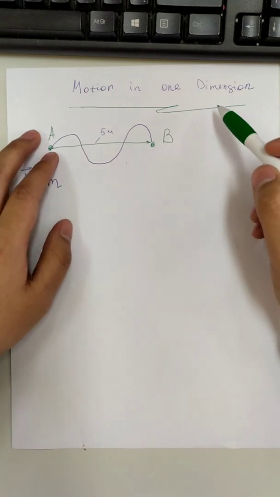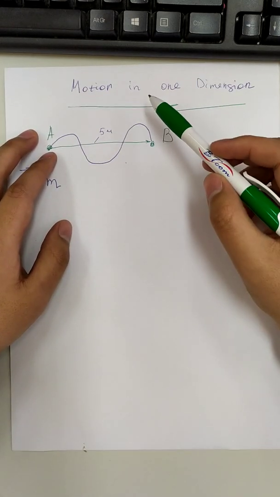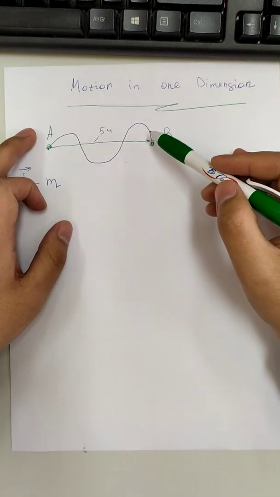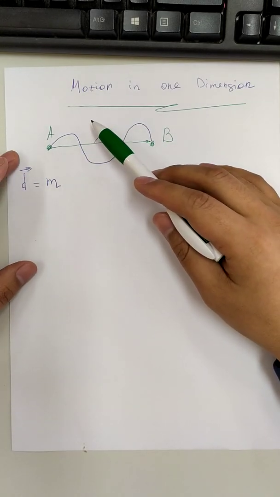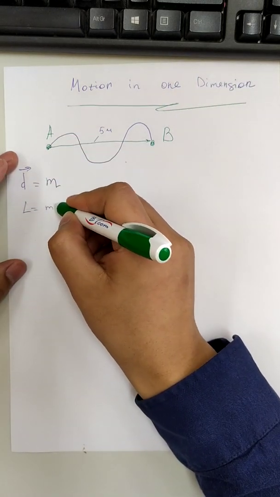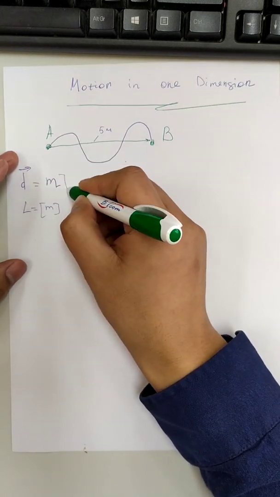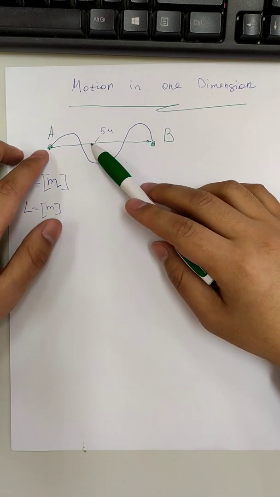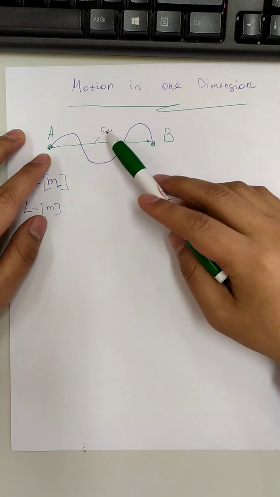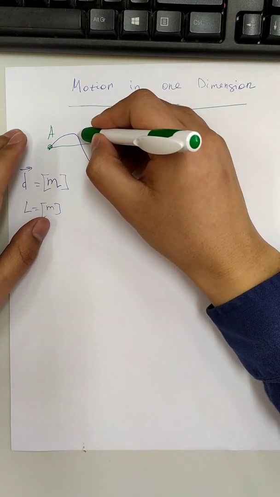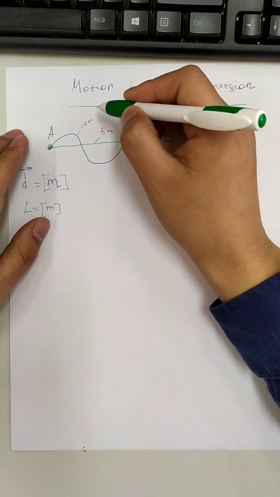So, distance is how far you have traveled from A to B. The unit of distance is also the meter. In this example, the distance traveled is the length of the path taken, which is about, for example, 10 meters.